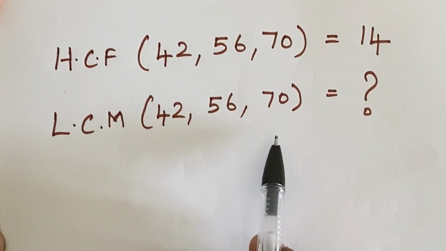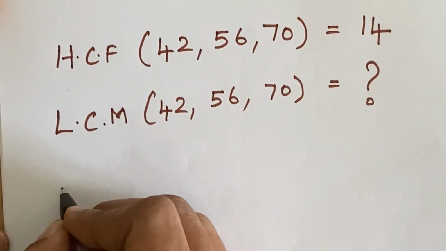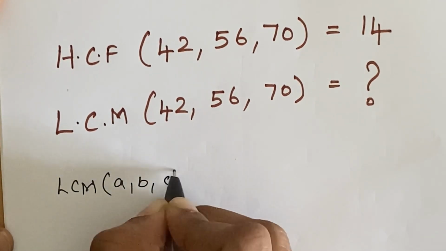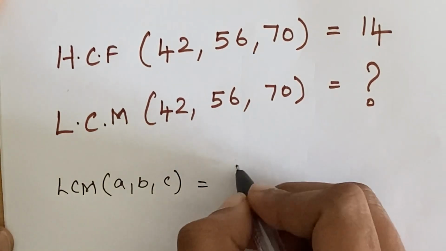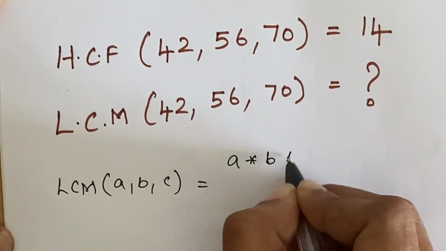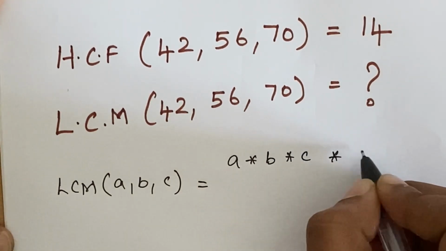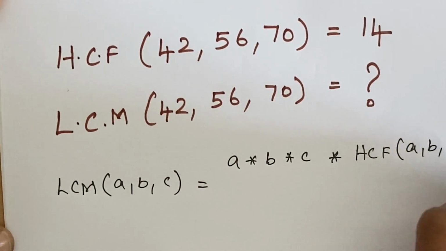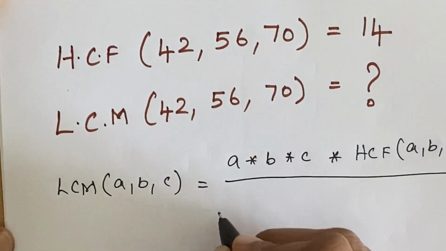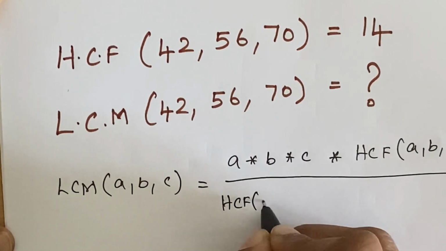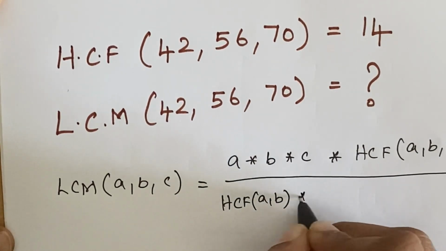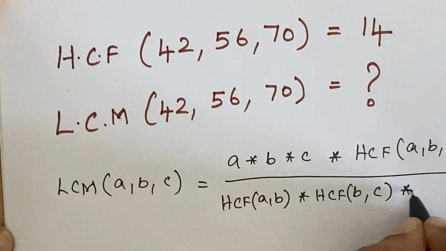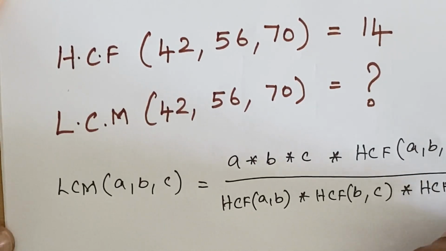Let's find this. We have the formula that LCM of any three numbers, say A, B and C, equals A times B times C times HCF of A, B and C, divided by HCF of A and B times HCF of B and C times HCF of C and A.